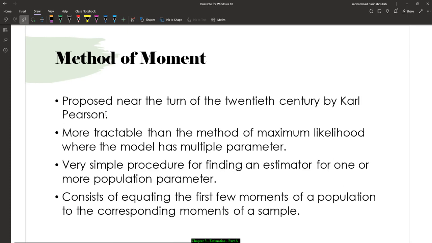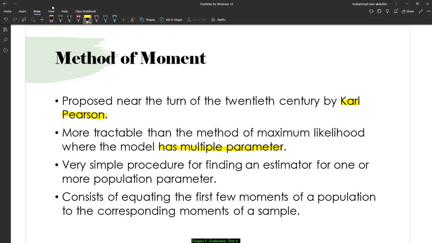So now let's look at what the method of moments is. The method of moments was proposed near the turn of the 20th century by Karl Pearson, the father of statistics. He proposed the method of moments as more tractable than the method of maximum likelihood estimator where the model has multiple parameters. If we have many parameters, the method of moments is more organized compared to the maximum likelihood estimator.